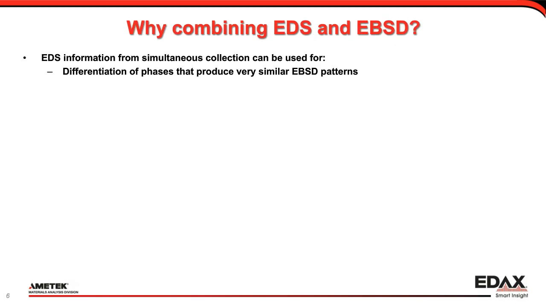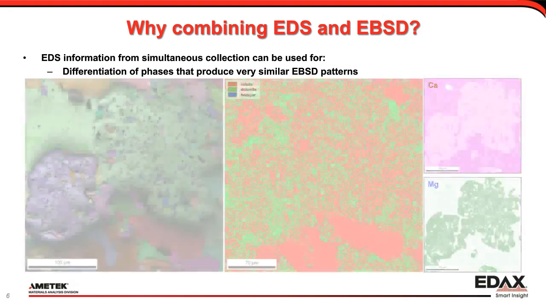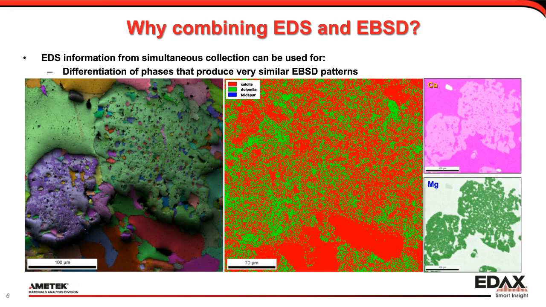So why would you start collecting EDS and EBSD at the same time? One of the reasons, as you see here, is differentiation of phases that produce very similar EBSD patterns. This example is from a calcite dolomite rock, and as you can see in the image in the middle, the red and green, that doesn't look very realistic. The EDS maps on the right, the top is calcium, the bottom one is magnesium, which corresponds to the dolomite phase, show the proper phase assignment.